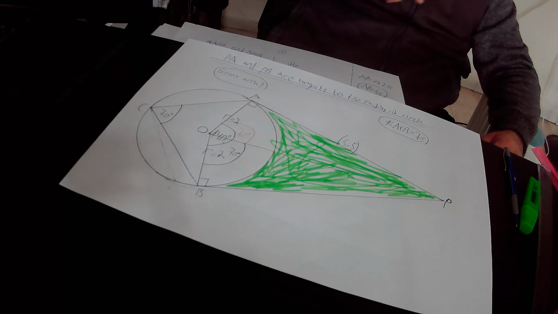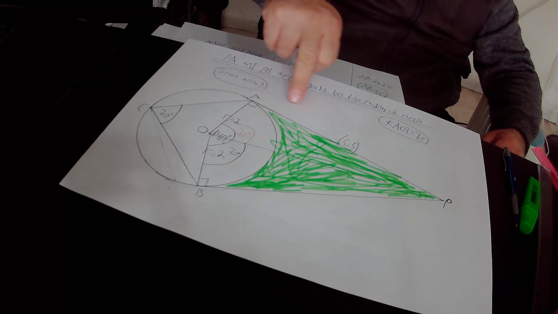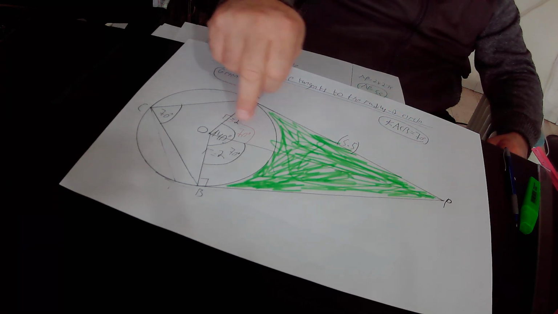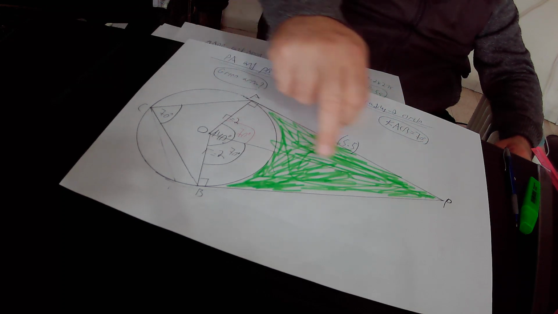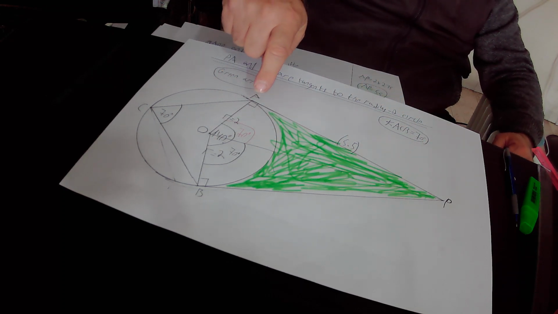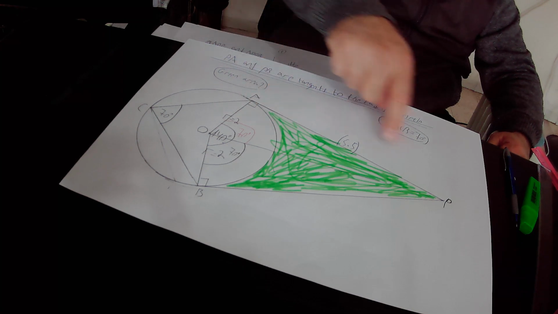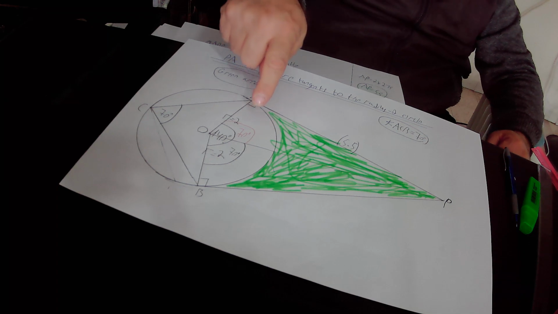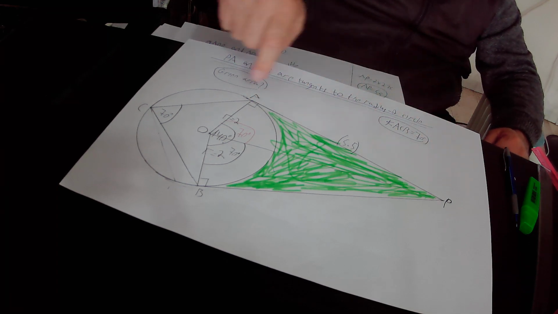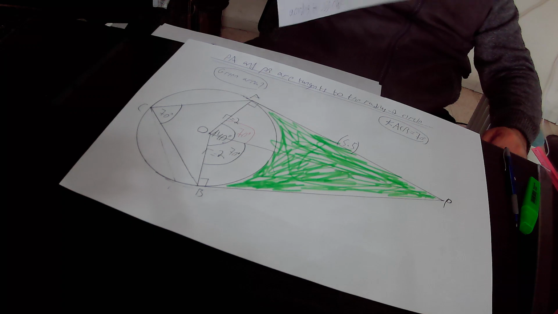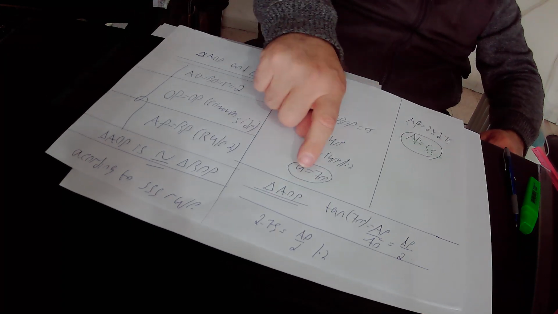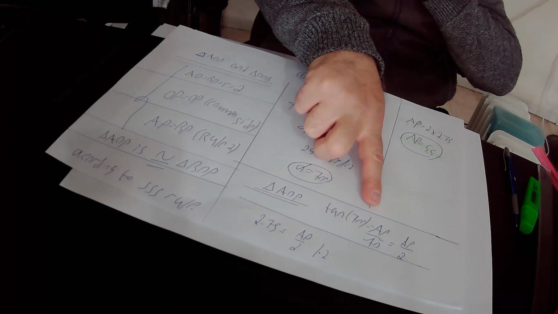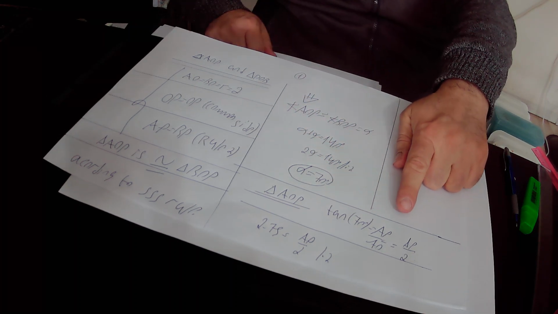In the next step, we found the length of side AP in the right triangle AOP. If we focus on the right triangle AOP, it is very easy to see that tangent 70 degrees equals AP over AO. AP is the missing side over AO.